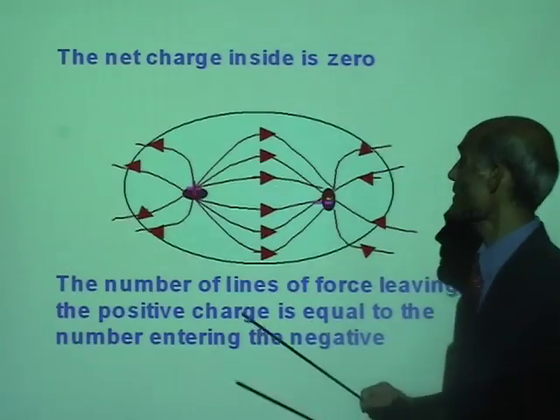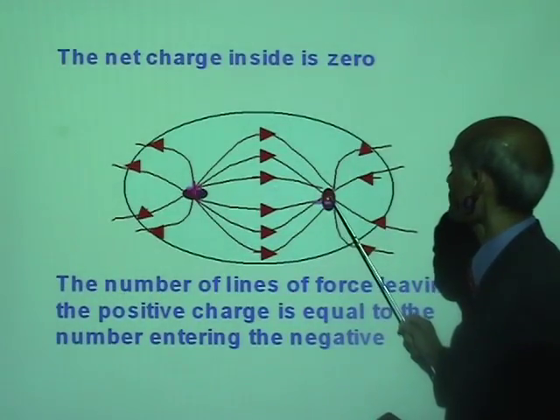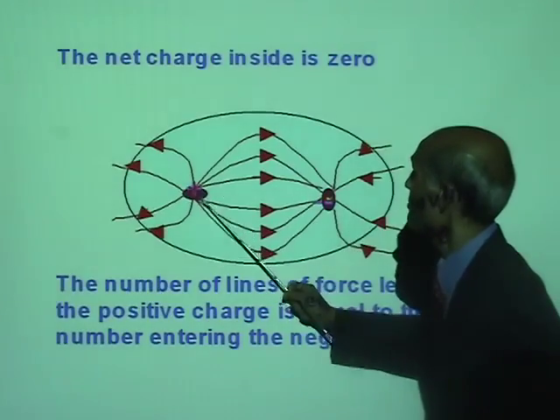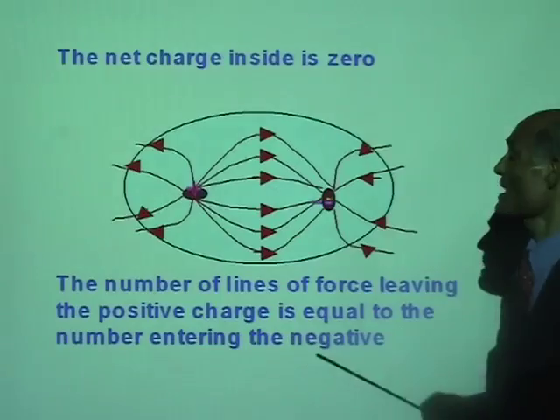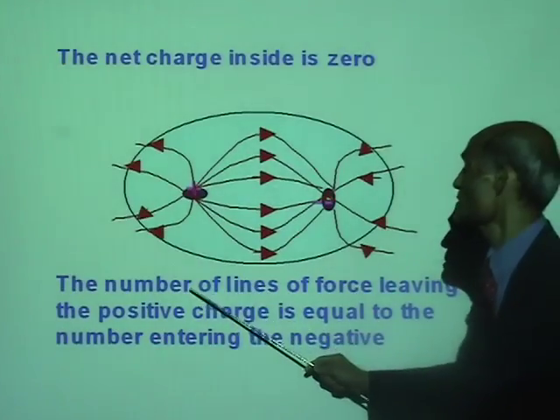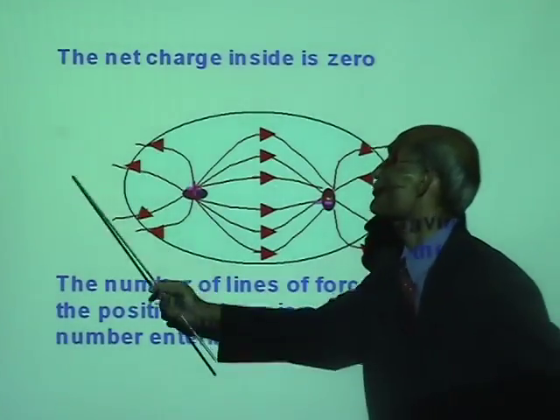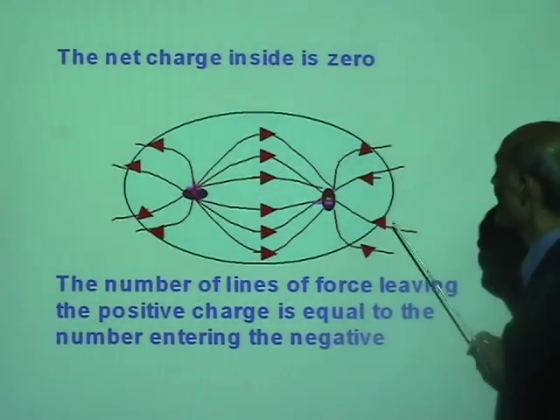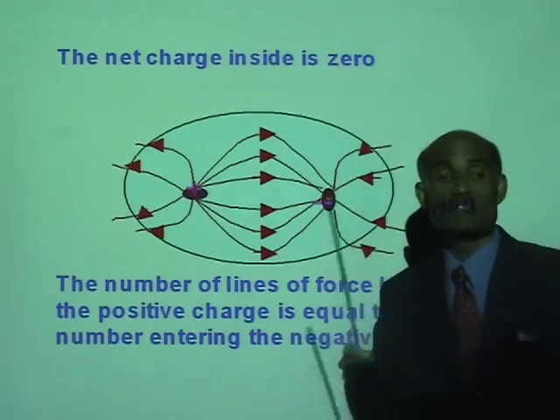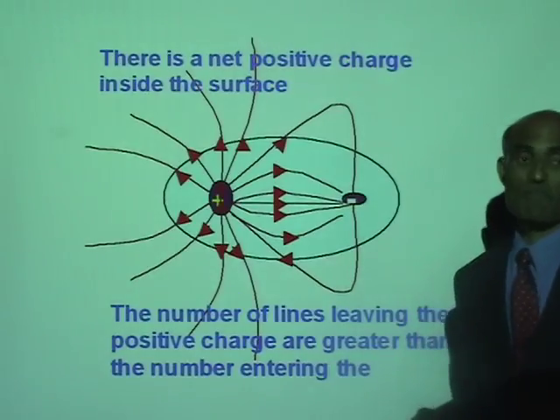Now, here I have explained that. Here you have a positive charge and a negative charge. So the net charge inside is 0, which means the number of lines of force leaving is the same as the number of lines of force entering. That means the net flux through this surface is 0.